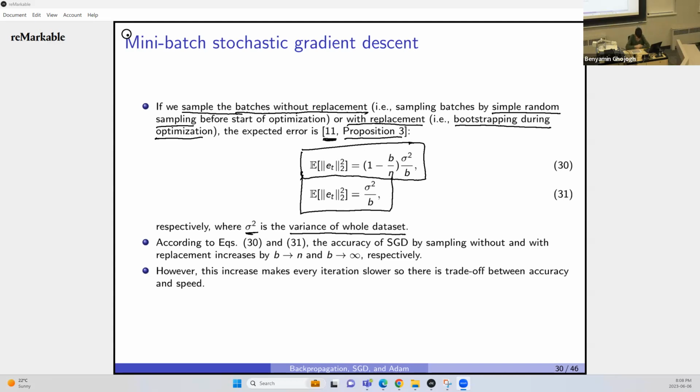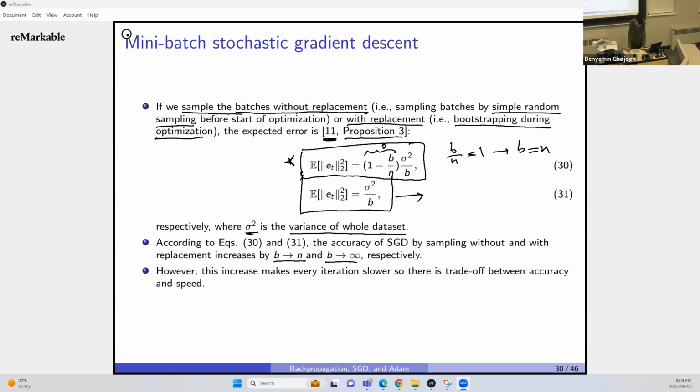According to equations 30 and 31, the accuracy of SGD by sampling without and with replacement increases by B going to N or B going to infinity. Let me explain it. So consider equation 30. What is it? The expectation of error for sampling without replacement. When does it become 0? If this parenthesis becomes 0. It means that when B over N is 1, that is, when B is N, we increase B to become the whole data set size. So one batch is the whole data. So of course, the error becomes 0.